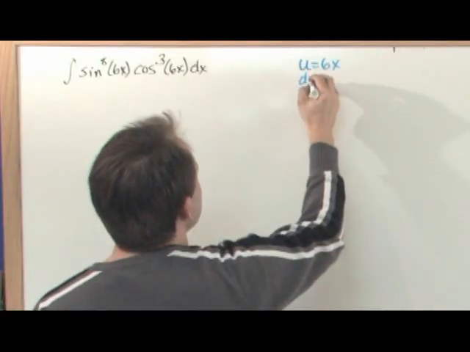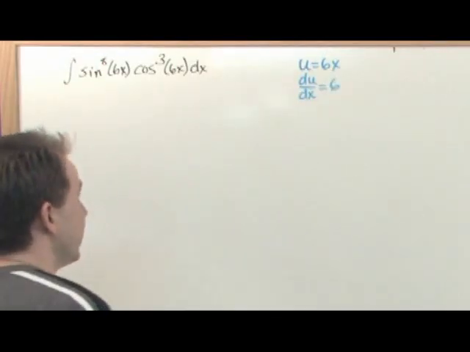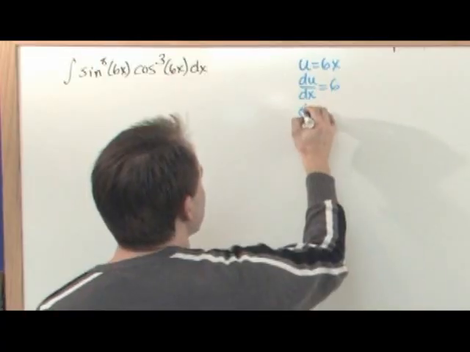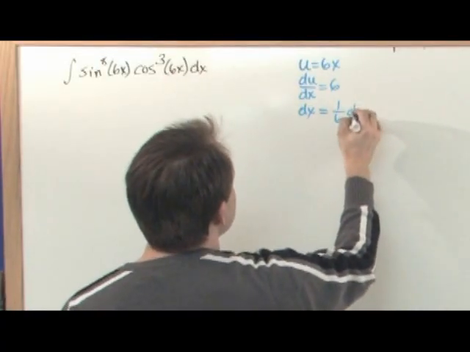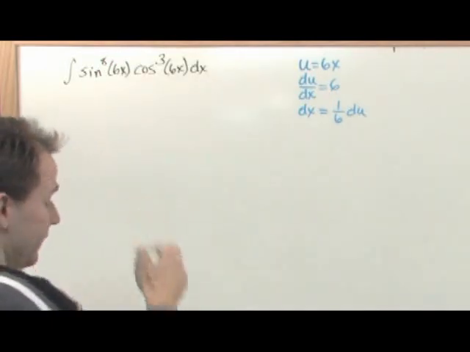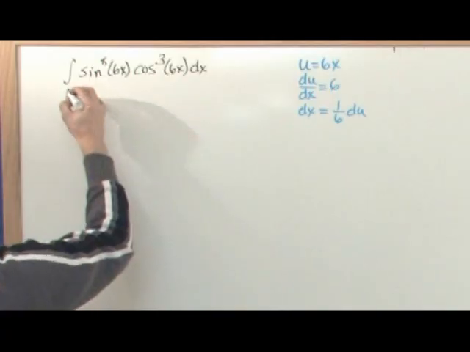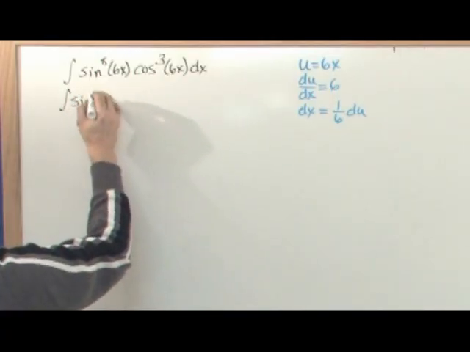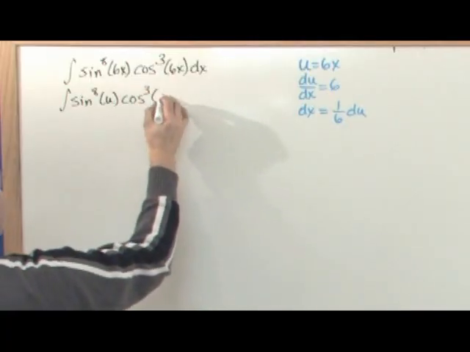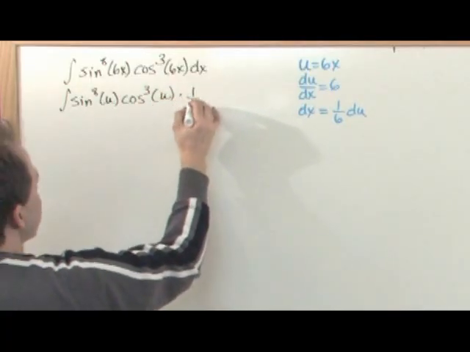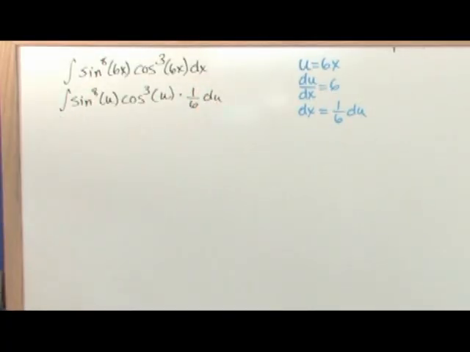So if I do that, then du/dx is just going to be equal to 6. Derivative of 6x is 6. And then solving for dx, because that's what I'm going to need later, it's going to be 1/6 du. So let's do that right now: it's going to be sine to the 8th power of u times cosine to the 3rd power of u times 1/6 du, because plugging in for dx is 1/6 du.